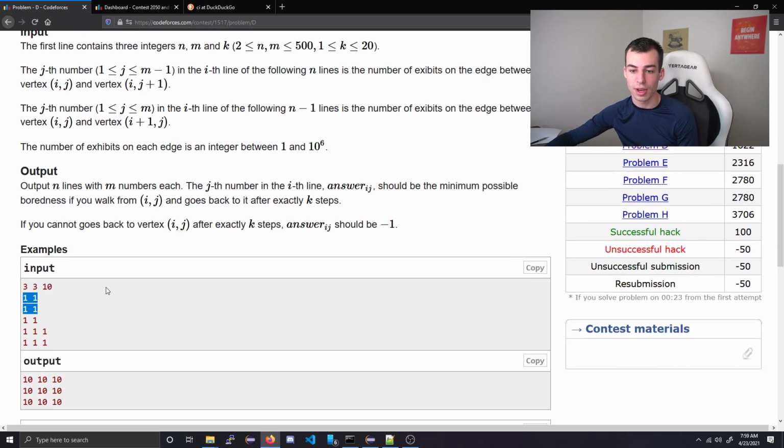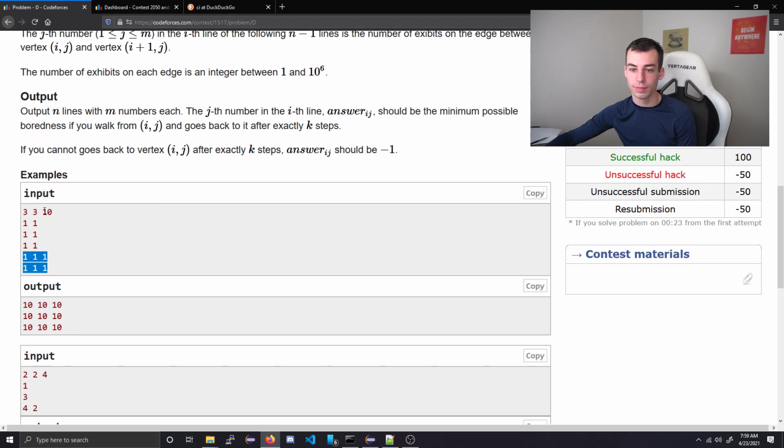We have to print the answer for every vertex. No, so what is input? We have this, so this is if you go right, and then this is if you go down. So everything has cost 1. For each thing, if you take 10 steps, the total distance is 10.